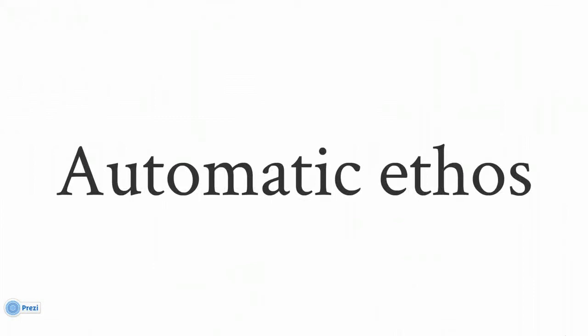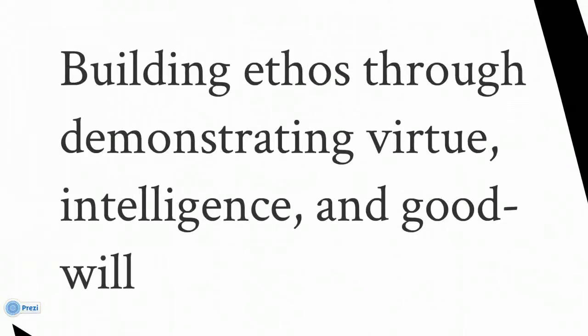When we look at the three appeals and how these strategies appeal to those three things, we look for things like: is this strategy helping build an automatic ethos, or is there any automatic ethos even to be built upon? Is this strategy building ethos through demonstrating one of those three elements of the tripartite schema of ethos that Aristotle outlined, the virtue, intelligence, and goodwill, those sorts of things.